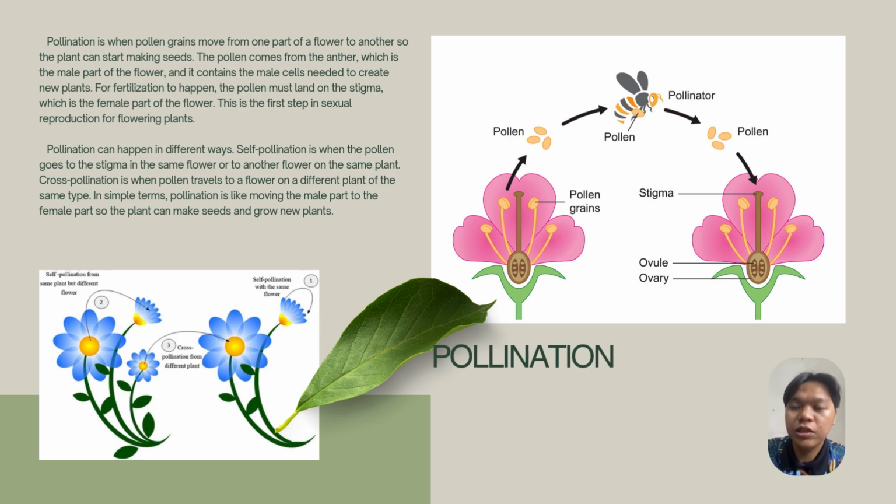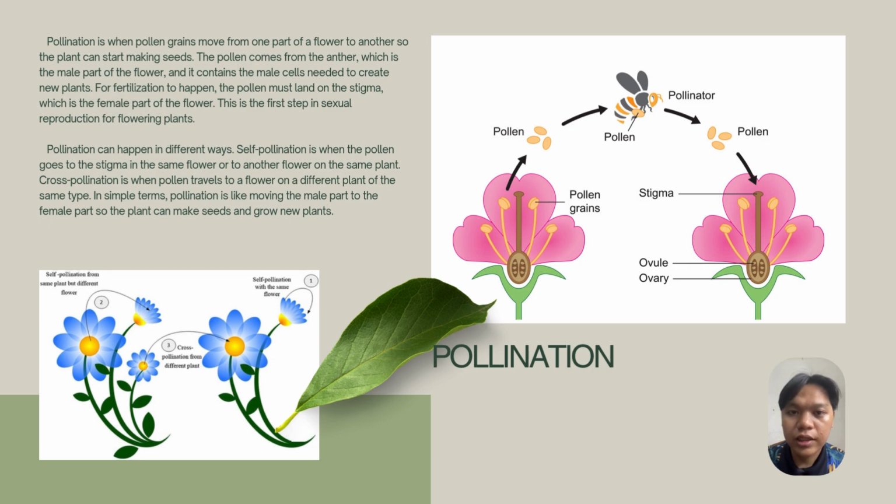First of all, what is pollination? Pollination is when pollen grains move from one part of a flower to another so the plant can start making seeds. The pollen comes from the anther, which is the male part of the flower, and it contains the male cells needed to create new plants. For fertilization to happen, the pollen must land on the stigma, which is the female part of the flower. This is the first step in sexual reproduction for flowering plants.